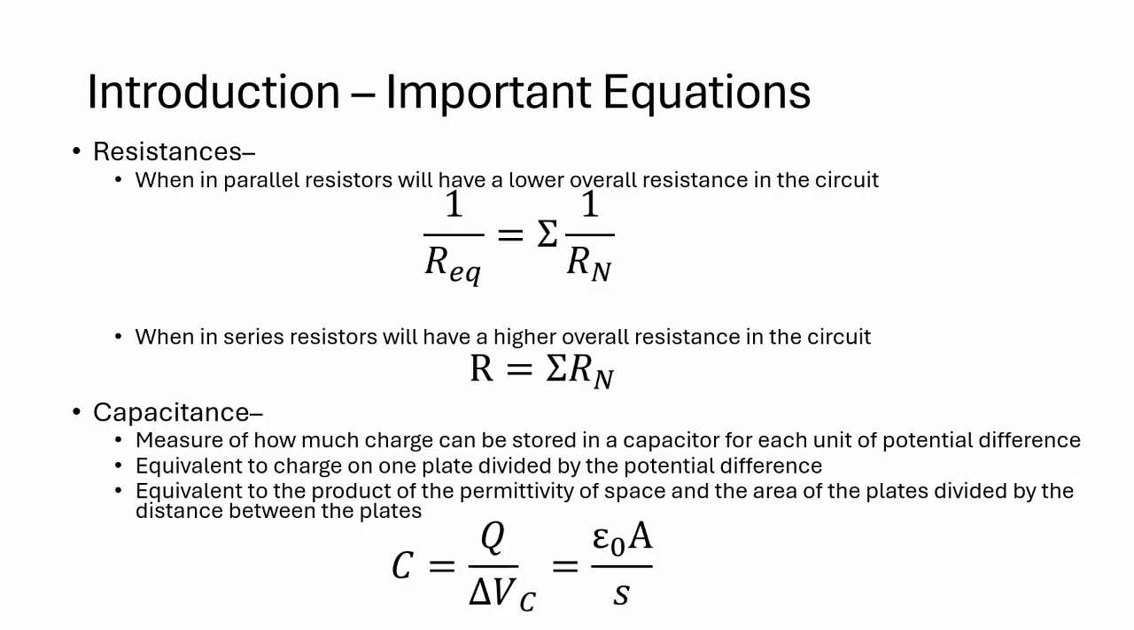While in series, the resistors act as a longer resistor, therefore R is equal to the summation of just Rn, not 1 over Rn. Capacitance is also the measure of how much charge can be stored in a capacitor for each unit of potential difference. It is equivalent to the charge on one plate divided by the potential difference, also equivalent to the product of the permittivity of free space and the area of the plates divided by the distance between the plates.